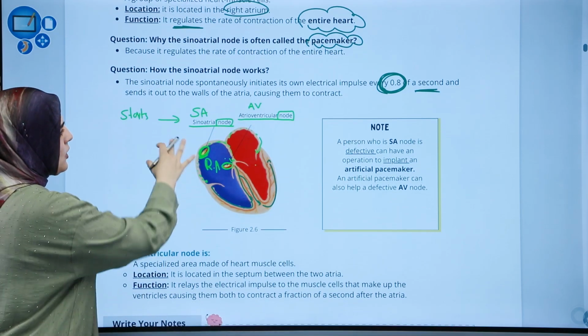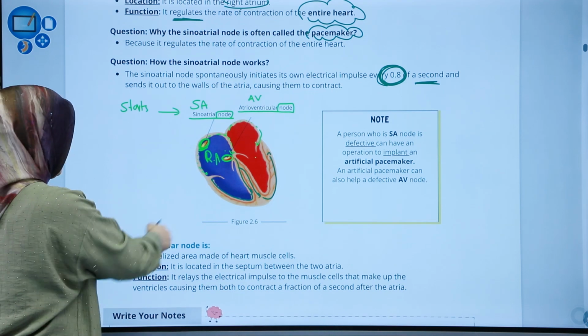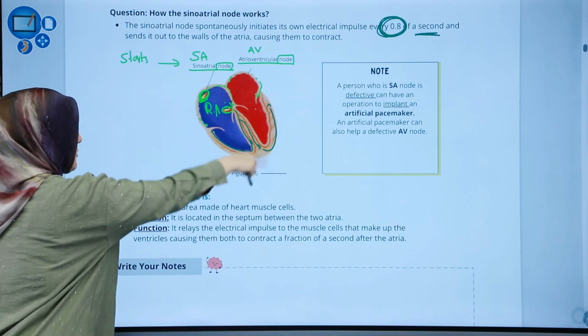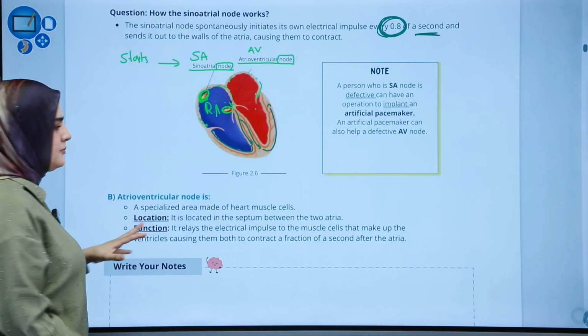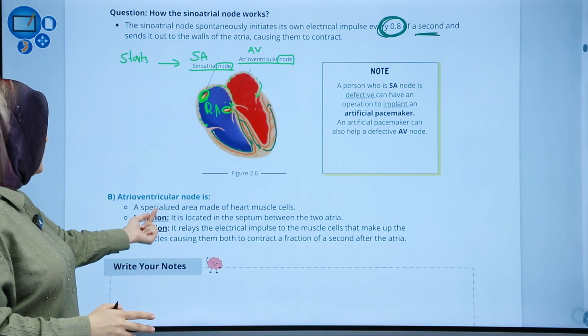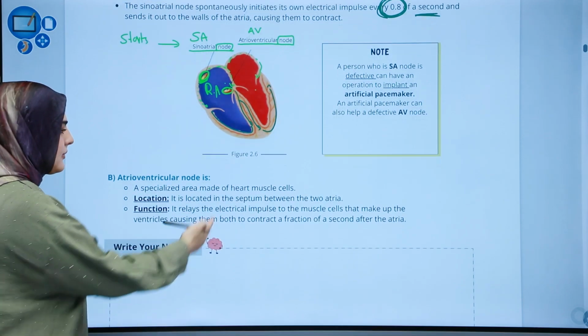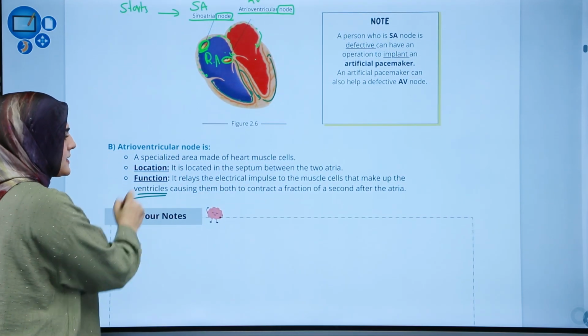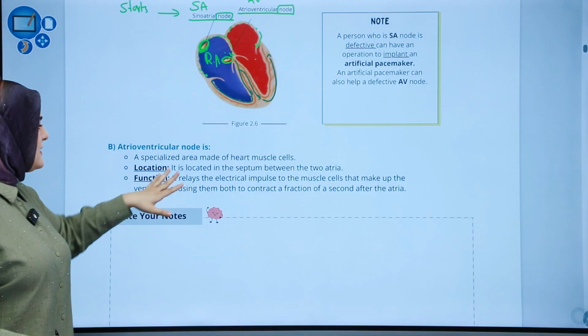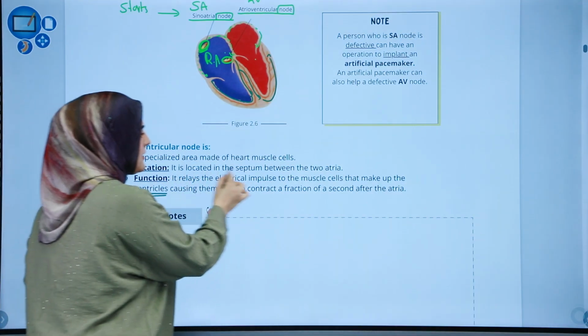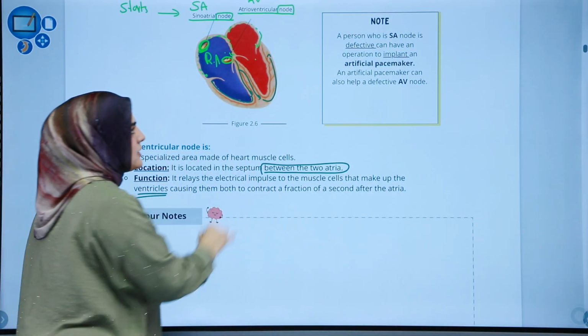So it sends it to the wall of the atria, and then the atrioventricular node is going to give it to the rest of the body of the heart, which is both ventricles. So here it is. This one is for delaying it. Where is it located? Between the two atria.